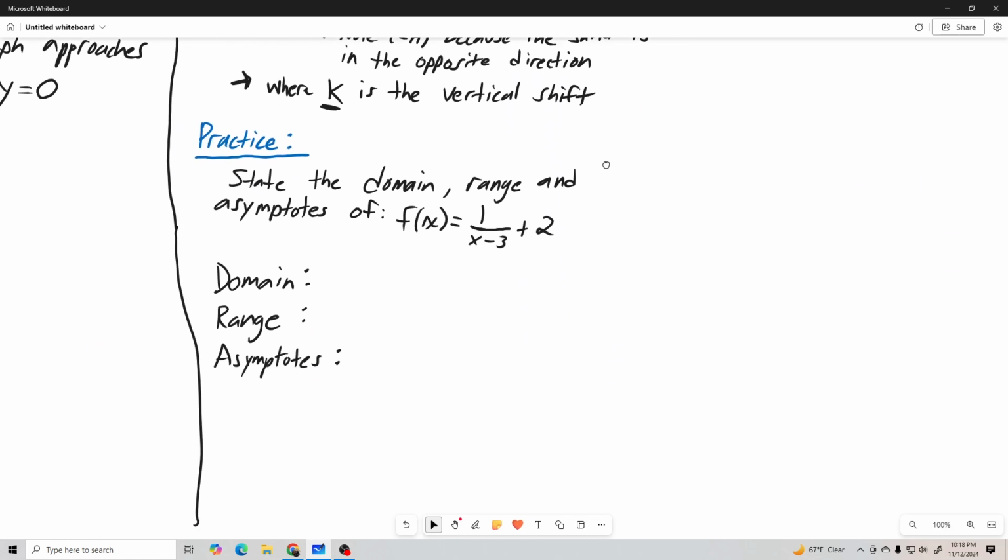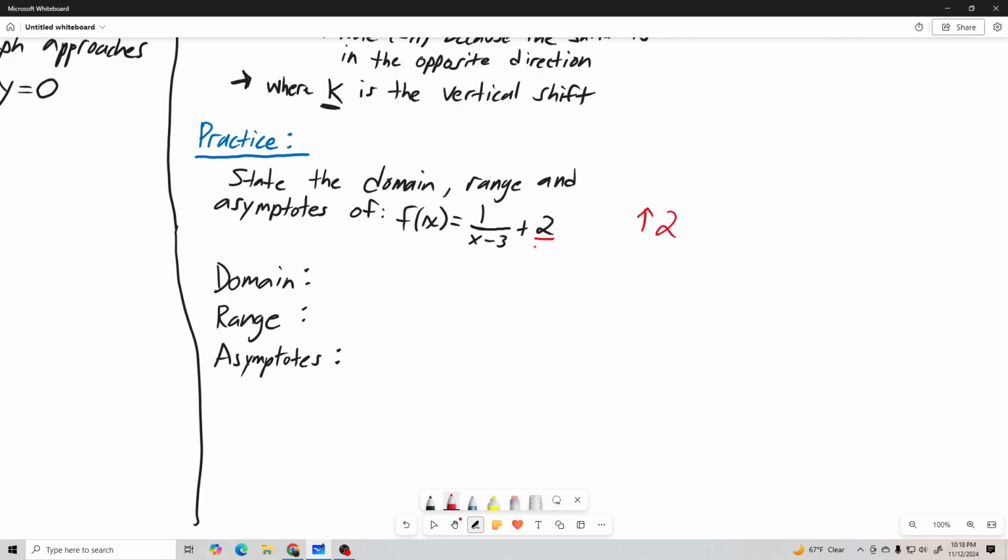And we'll see for our practice question, it says, state the domain and range and asymptotes of f of x equals 1 over x minus 3 plus 2. Well, first of all, before we even get into the domain and range and asymptotes, let's talk about what these numbers are doing. So our 2 here is going to be our vertical shift. So what this is going to do is shift it up by 2.